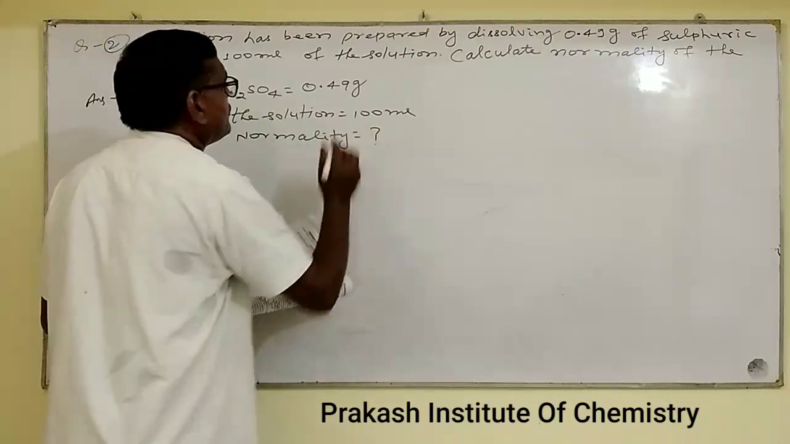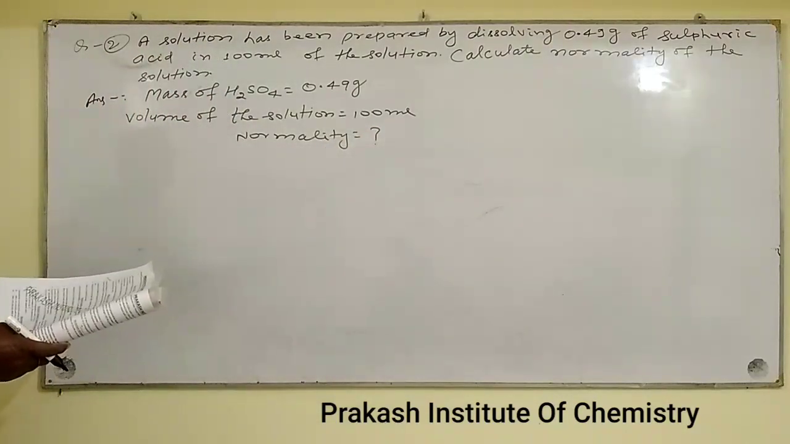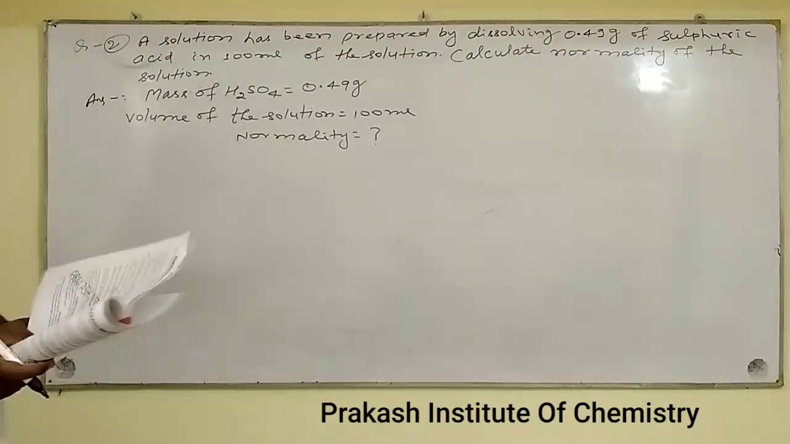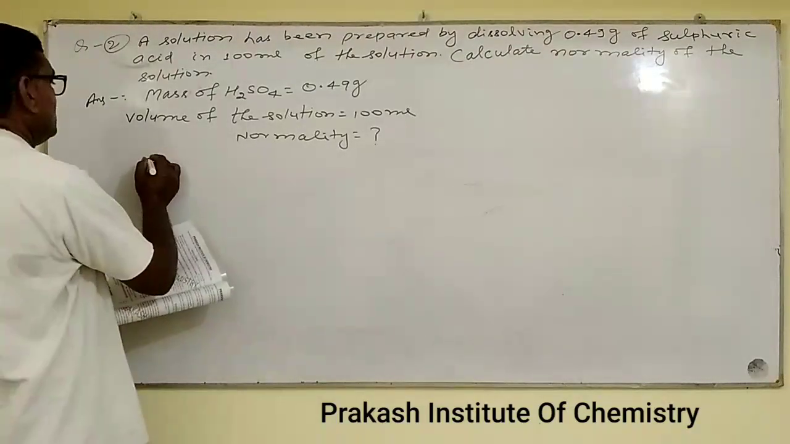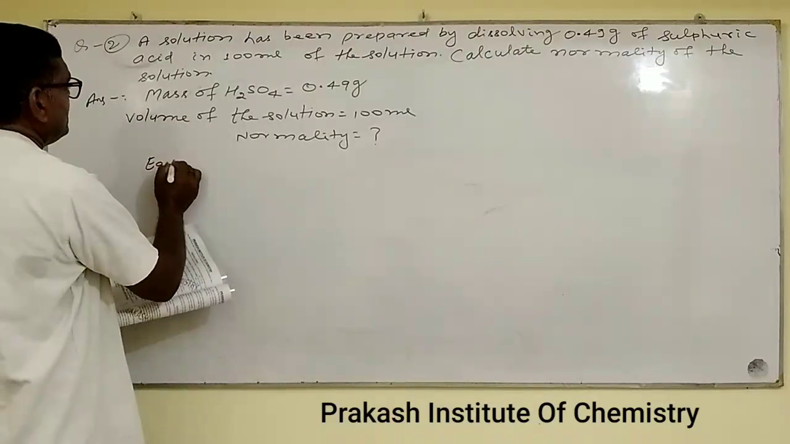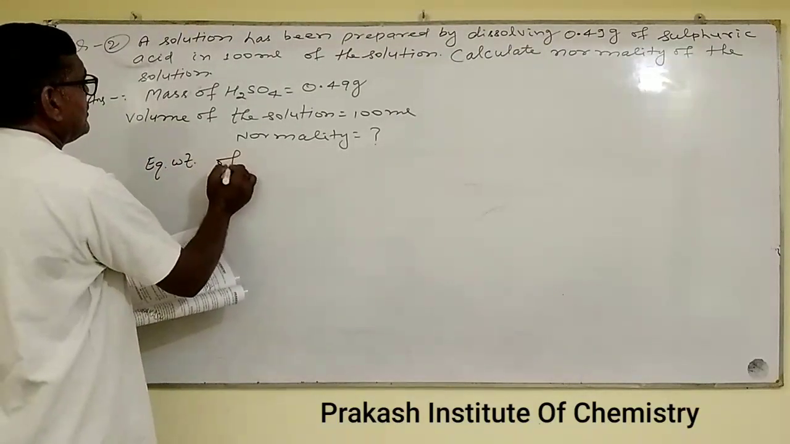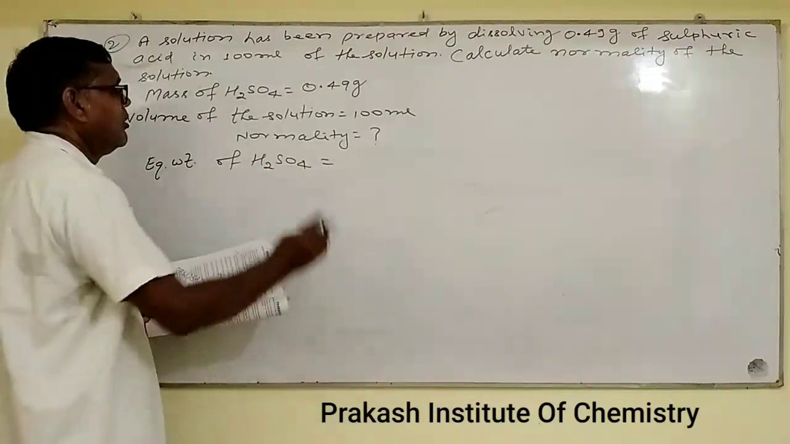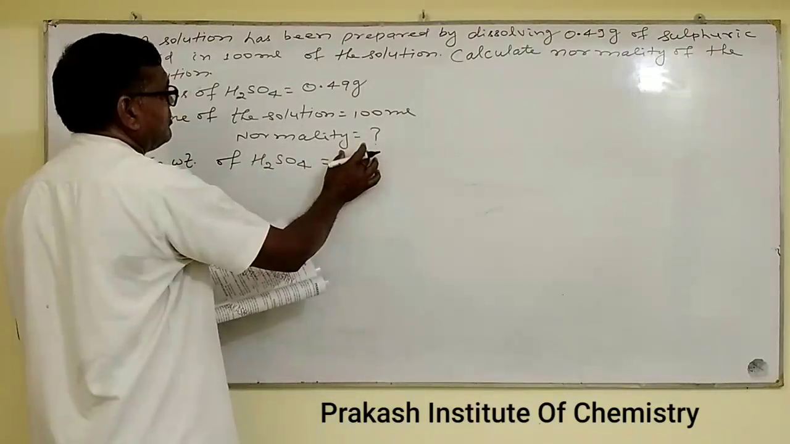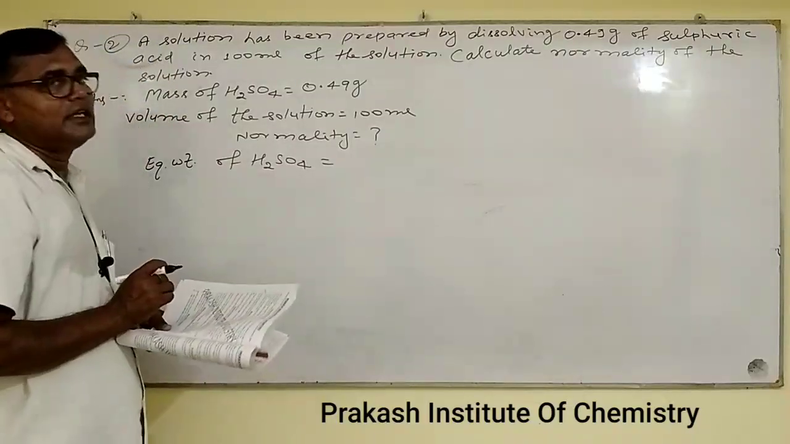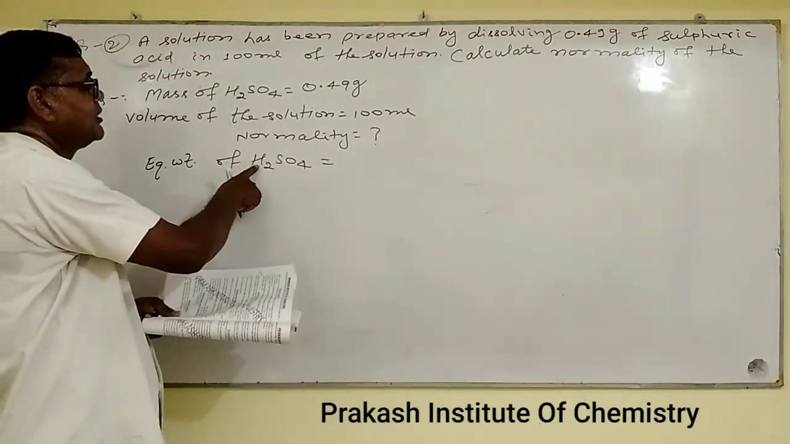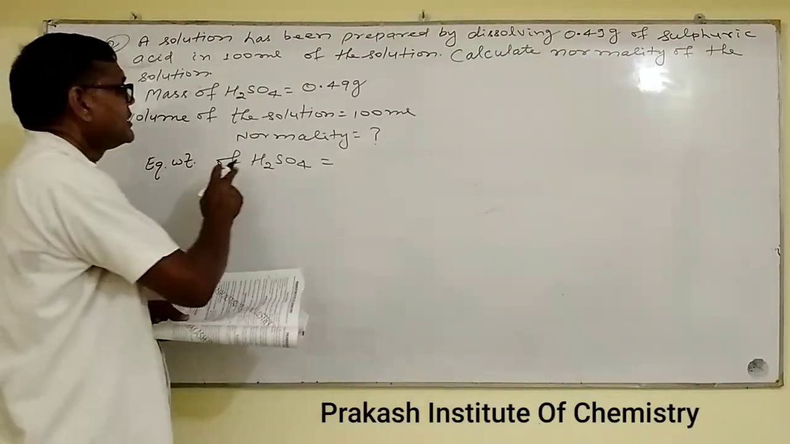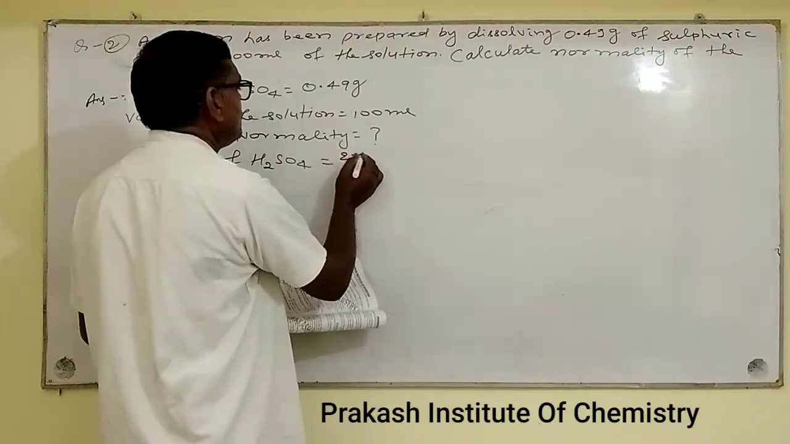Normality is equal to what? First of all, we calculate the equivalent weight of H2SO4. Here we write equivalent weight of H2SO4. First of all, here we write the molar mass of H2SO4. In H2SO4, 2 hydrogen atoms. Atomic weight of hydrogen is 1. We multiply 1 and 2, we get 2.